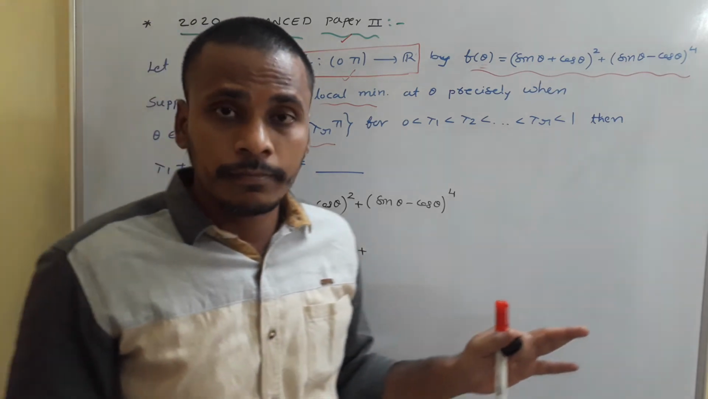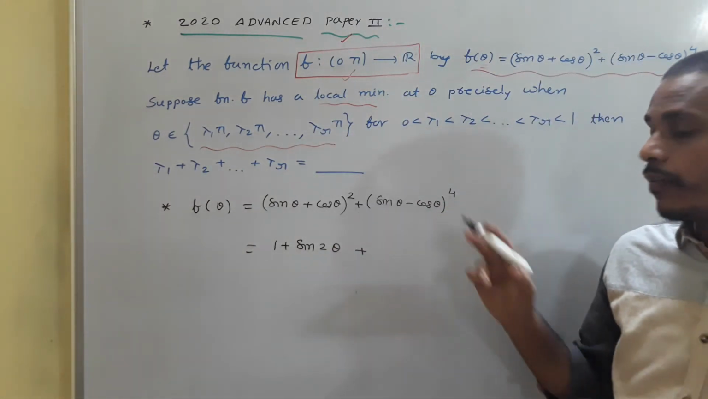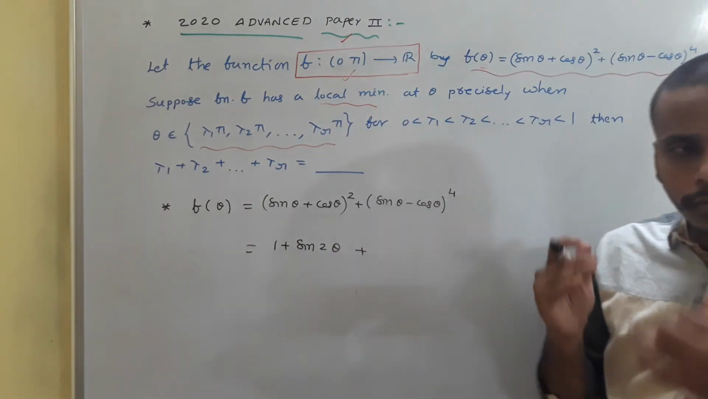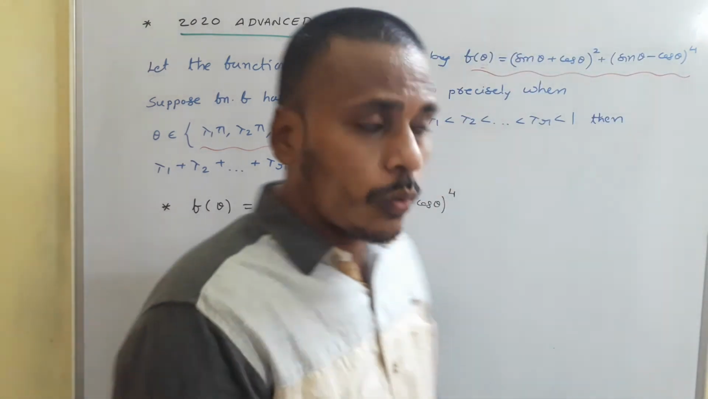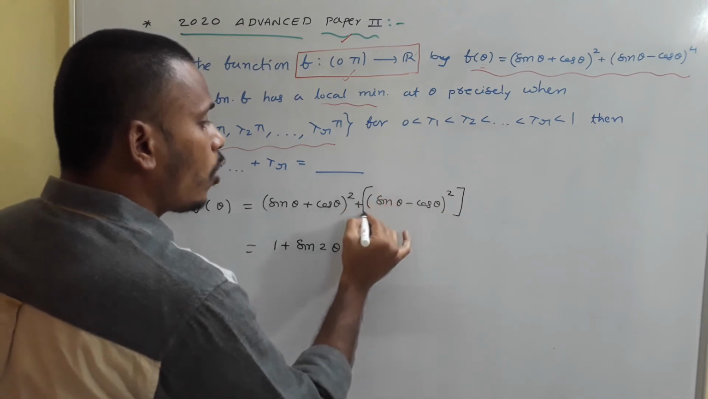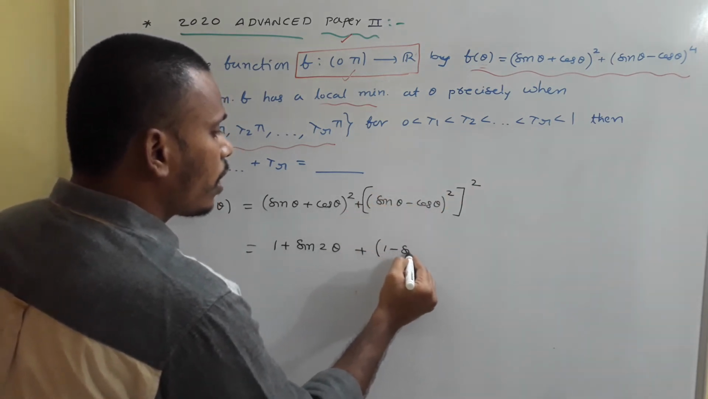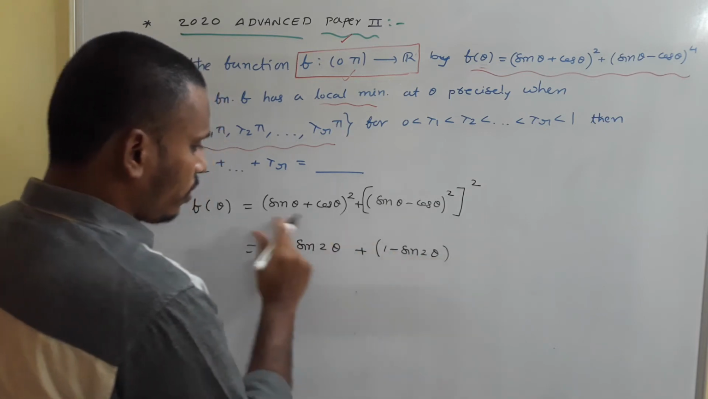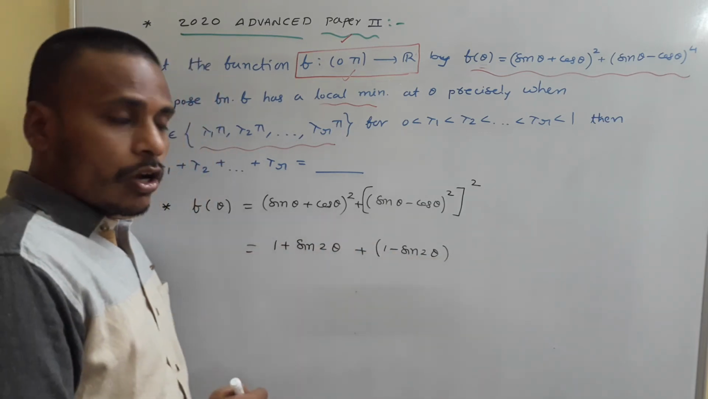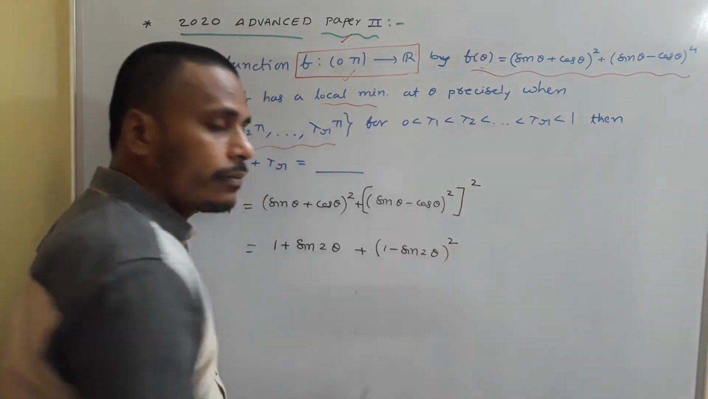Is it clear? Right. So the next thing is sin theta minus cos theta to the power 4. You just split it: square and then again one more square, that is (sin theta minus cos theta) whole square and then whole square. This (sin theta minus cos theta) whole square is nothing but 1 minus sin 2 theta, as we discussed here. (a minus b) whole square, 1 minus sin 2 theta, and with this square.